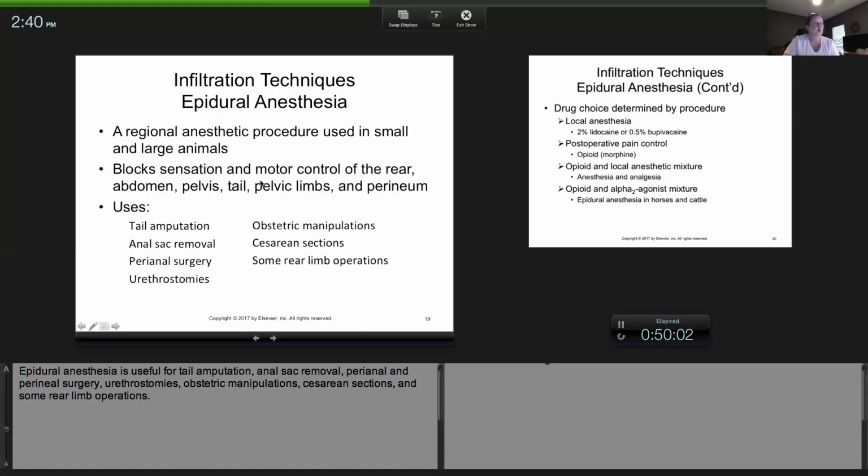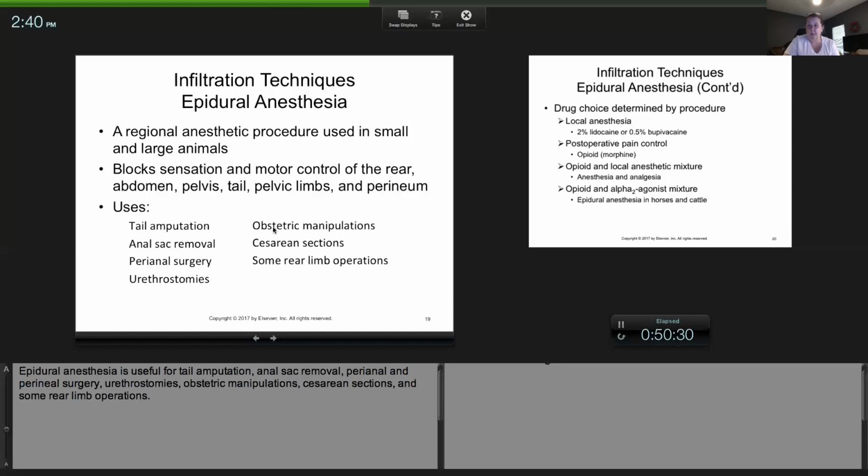So these are good for anything that's near the abdomen, pelvis, perineum. So a tail amputation, especially if, say, there was a hit by car, or a dog got his tail crushed in the garage, and it's mangled. You could do an epidural and it'll numb the whole tail. Very good for anal sac surgery, perianal, anything around the anal gland area that's painful.